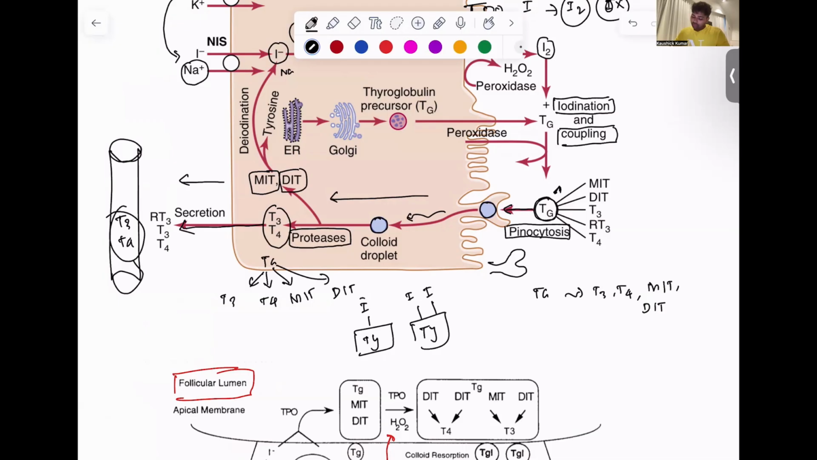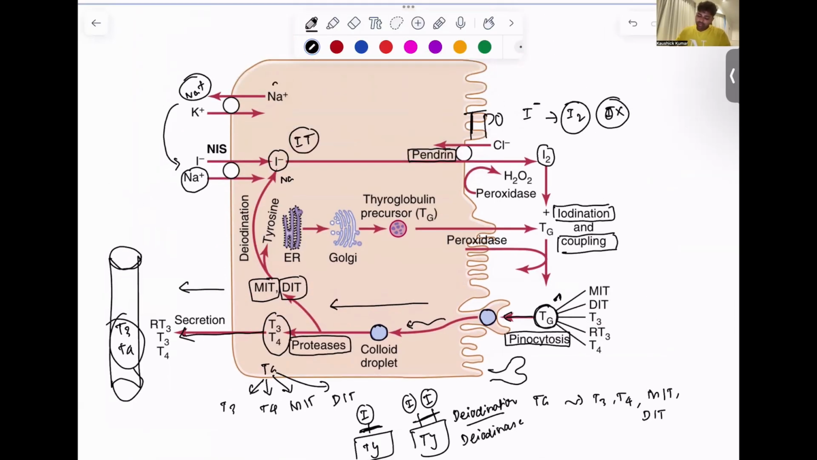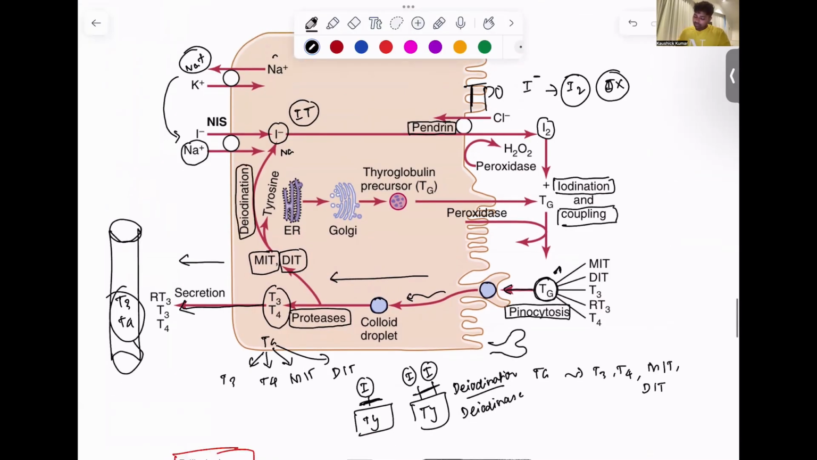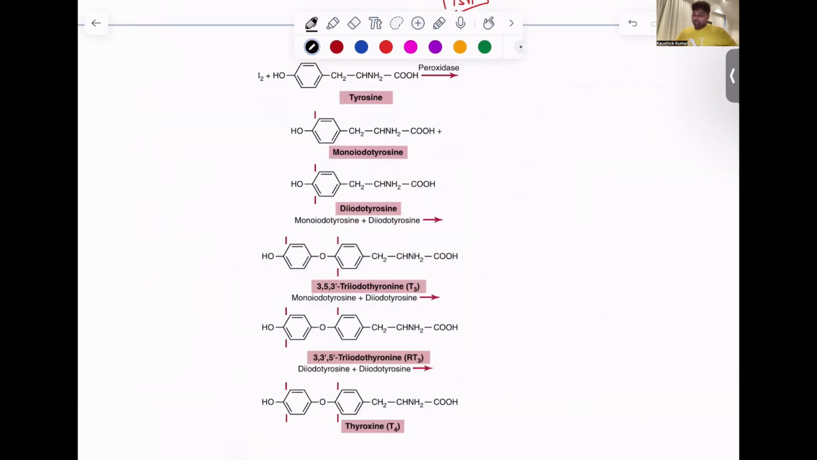When you cleave iodine from the tyrosine residue, that process is called deiodination, with the help of an enzyme called deiodinase. This is what is happening finally here. MIT and DIT undergo deiodination. So when it happens, tyrosine and iodine get separated, and iodine gets recycled. So that is all about secretion.